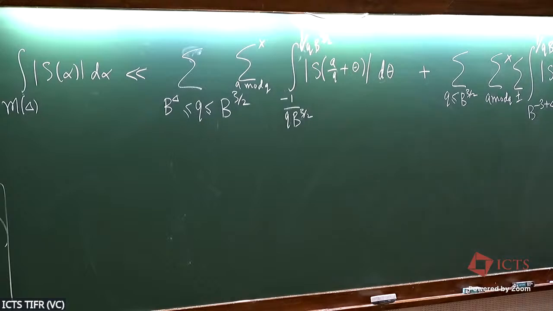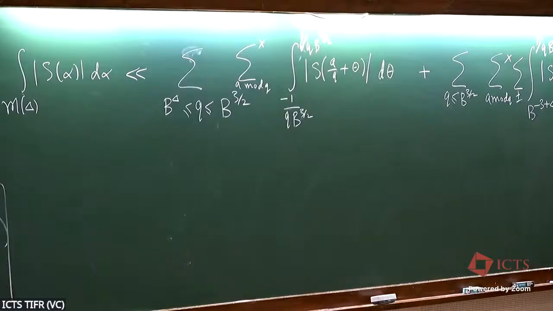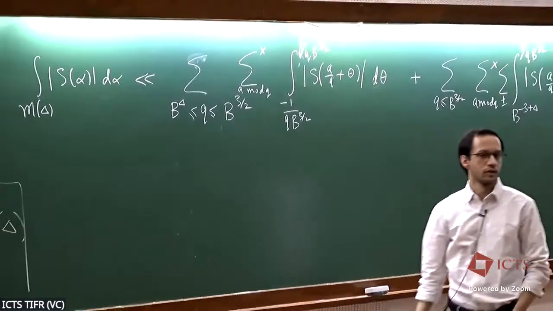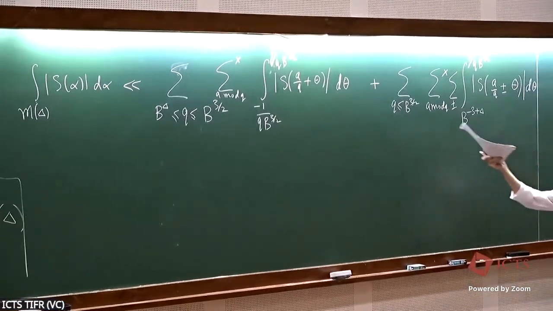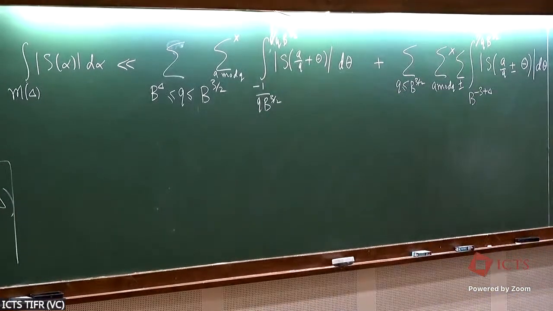So these are basically the two instances where one ends up getting the minor arc. So either Q is big or you are over here like this. Right? So these are the two instances. So maybe I can show you estimates on one of them, and the estimates on the second one will similarly follow.